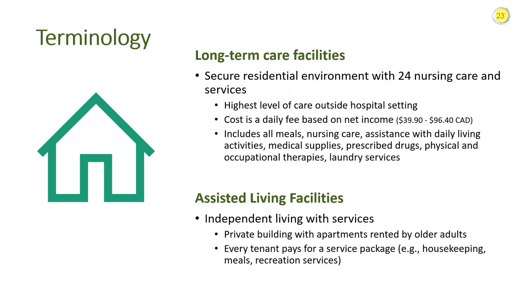I'm going to be speaking about prevention of long-term care for older adults who would otherwise be able to live in the community longer. And I want to point out a few terminology differences even within this presentation. Mostly I'm speaking about long-term care facilities, which are 24-hour nursing care, highest level of care facilities in Manitoba. Some of the slides are going to mention nursing homes. That is another name for these facilities. I'm also going to be referring to assisted living facilities, which are independent living, but they come with services. So someone might purchase meal plans or have another service package like housekeeping or recreation services. But it is independent living.